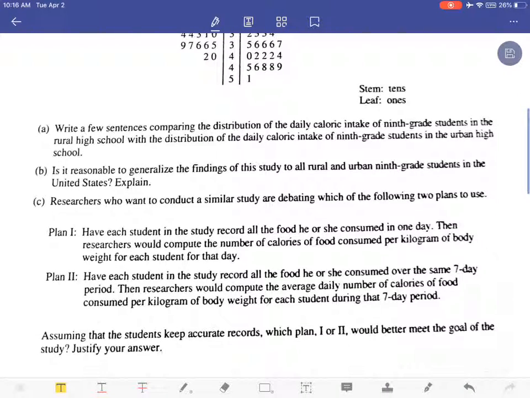And in real life situations, that's why you have to read studies that are in like articles very carefully, because they'll have a study like this and they say that rural students have a higher calorie intake, but if you look at the fine print, they might have only looked at 1 school in each group, which is not good sampling technique.